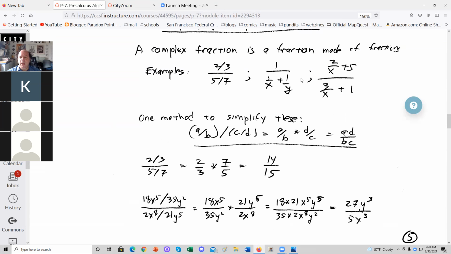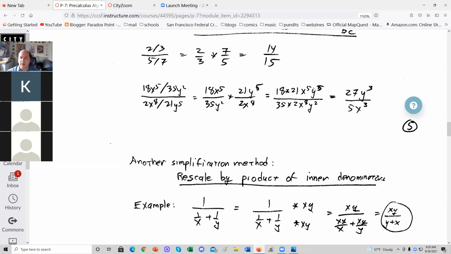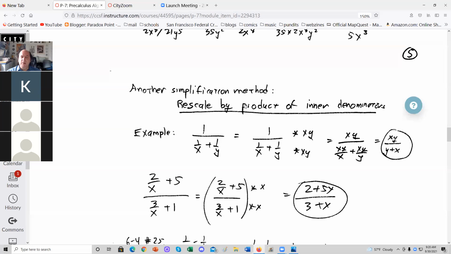If it's more complicated things like sums of complicated fractions over sums of complicated fractions, then the best way is to rescale by product of inner denominator. So example, 1 over x plus 1 over y. This has inner denominator 1 over x. This has an inner denominator y. So I'll rescale, multiply numerator and denominator by the product of those inner denominators times xy. And that'll cancel out everything in the denominator.